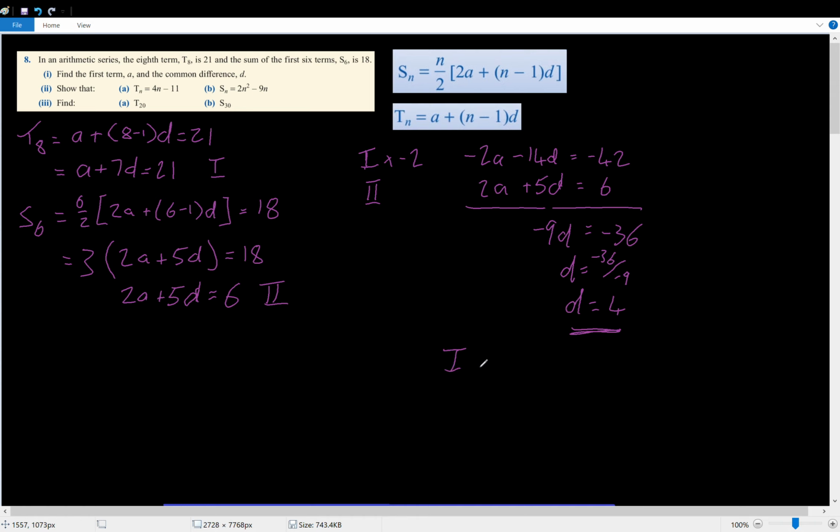So equation 1, and now we're going to have A plus 7 times 4 is equal to 21. Which means A plus 28 is equal to 21. So A is equal to 21 minus 28. So A is equal to minus 7. So that's part 1. Now let's take a look at part 2.